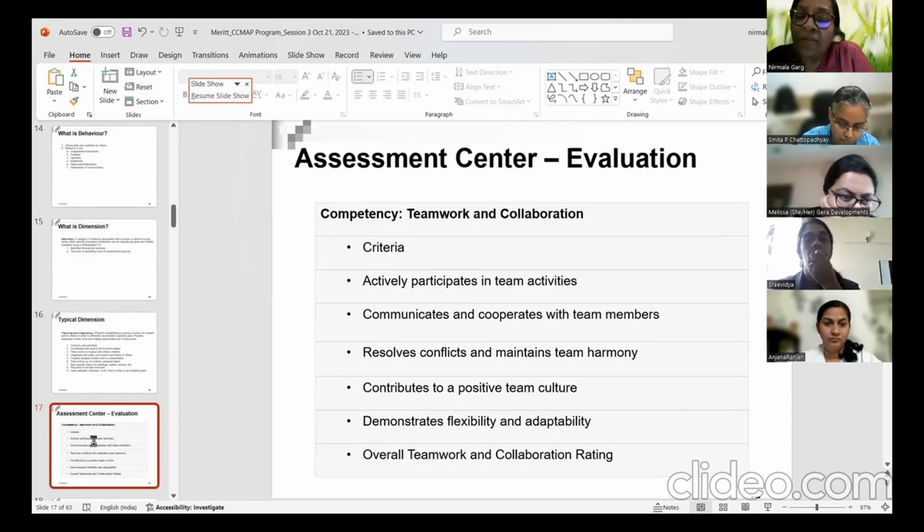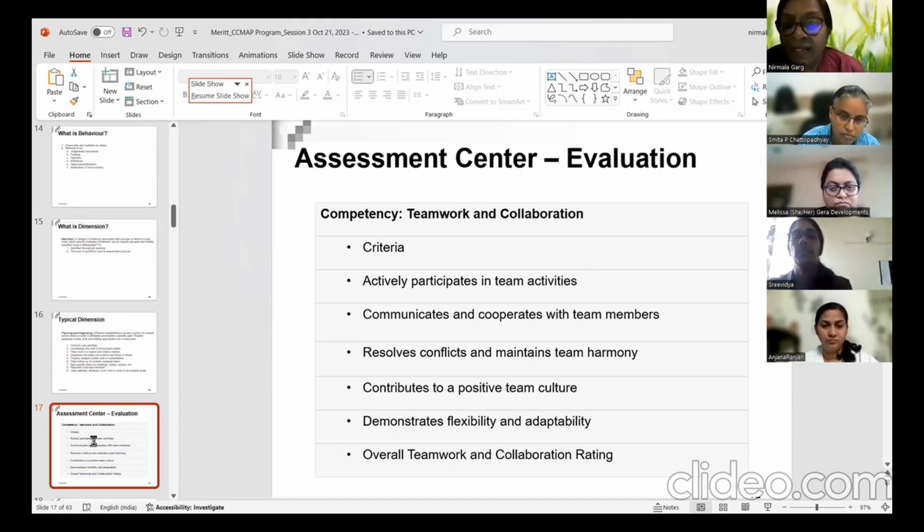What are some of the behavioral indicators? Actively participates in team activities, communicates and cooperates with team members, resolves conflicts and maintains team harmony, contributes to a positive team culture, demonstrates flexibility and adaptability, overall teamwork and collaboration rating.